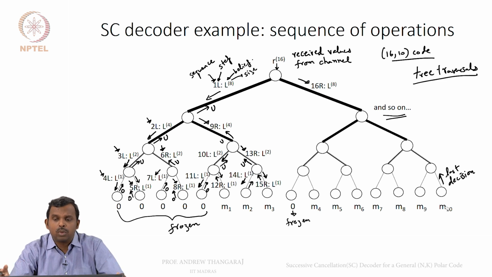This is for n equals 16. Even for n equals 1024, it's the same thing. Just that the picture becomes so much more complicated. It's difficult to draw it on a slide. On my own, definitely not. But you can imagine it's the same thing. So you do the same sequence of operations, and you'll get it to work.